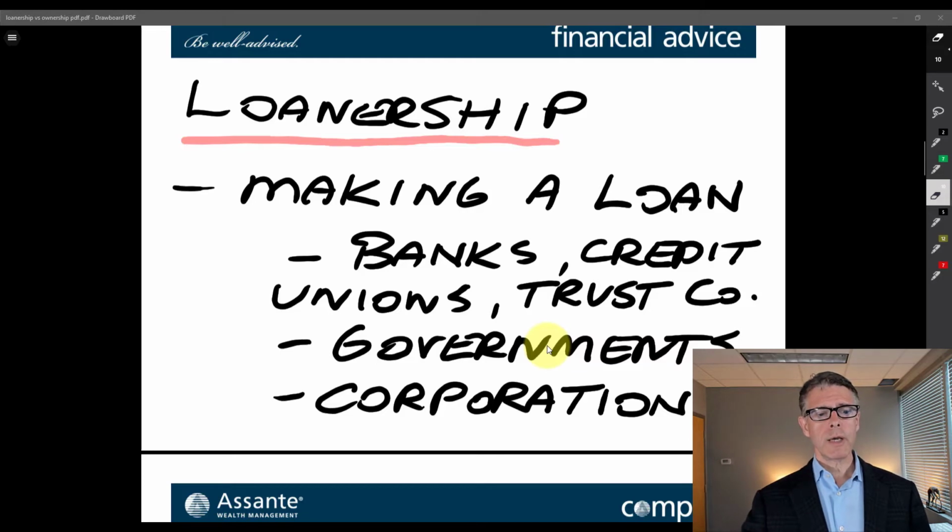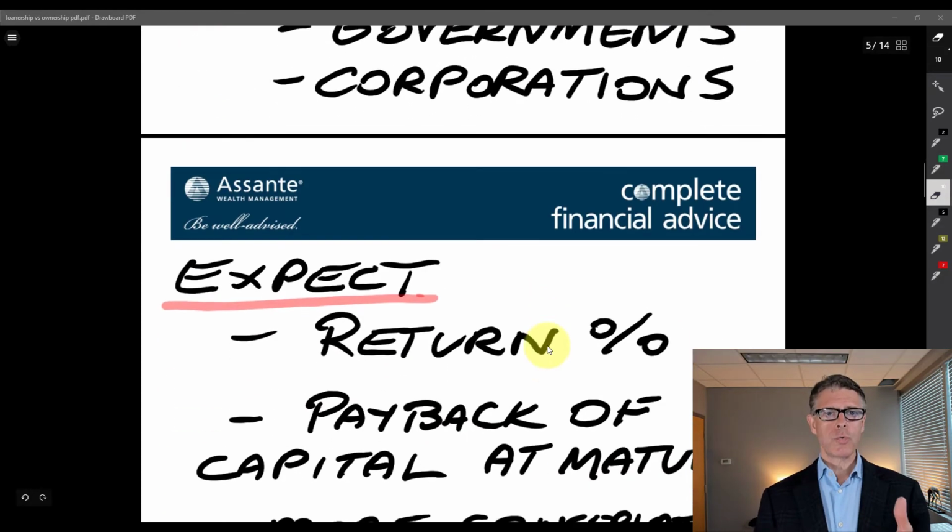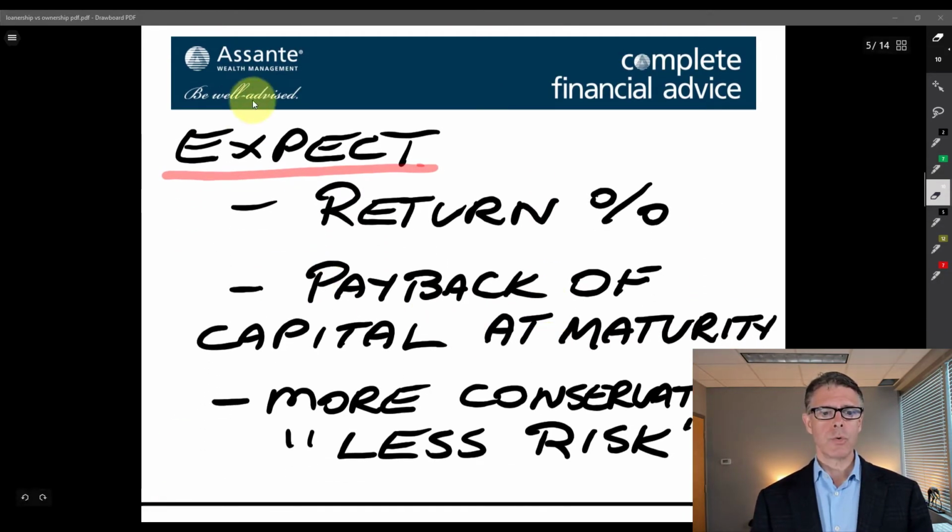So in summary, when we extend a loan to a financial institution or to a government or to a corporation, we're expecting a specific rate of return. And so when we have an investment in a bond or a GIC, we know we're going to get a specific return every year until the maturity. There's a payback of capital at maturity, so most bonds do have a specific maturity date attached to them. And this is going to be the more conservative or less risky part of your portfolio. We'll define that for you in a minute.